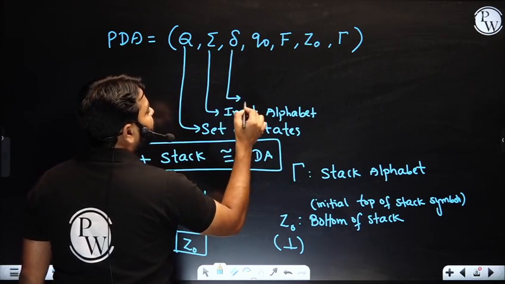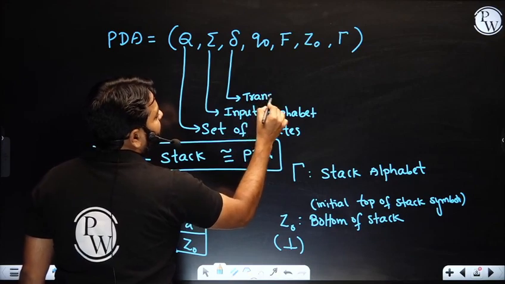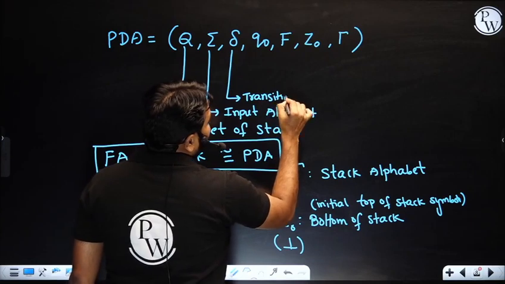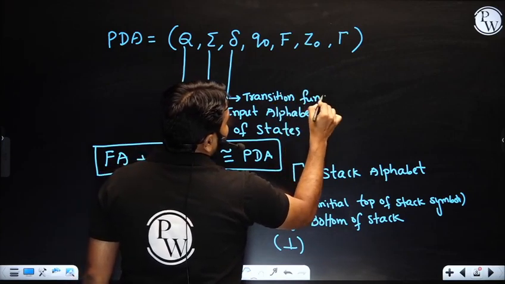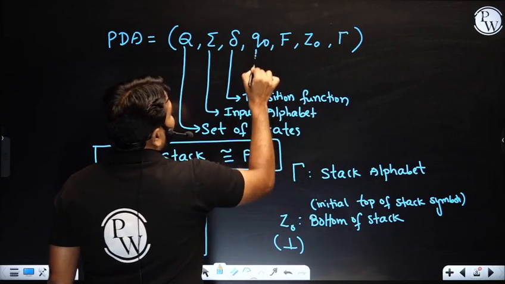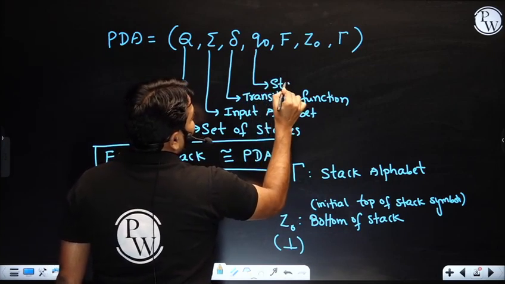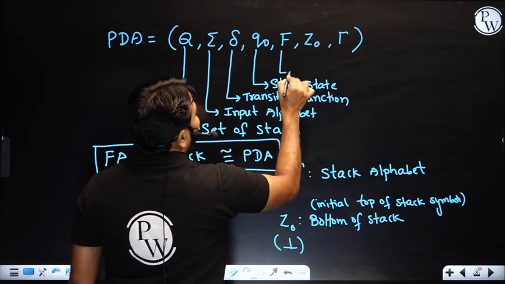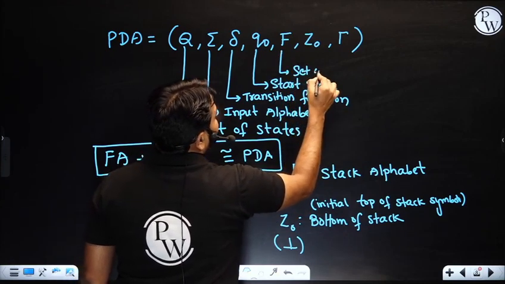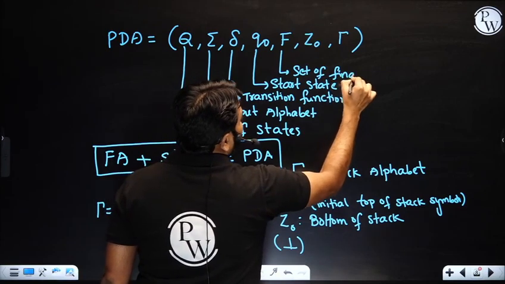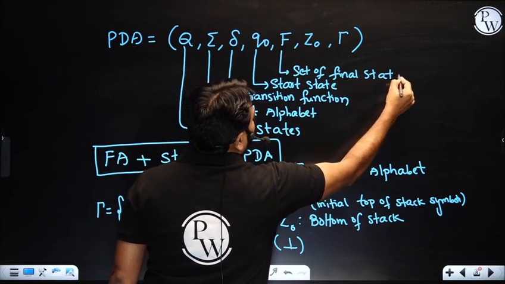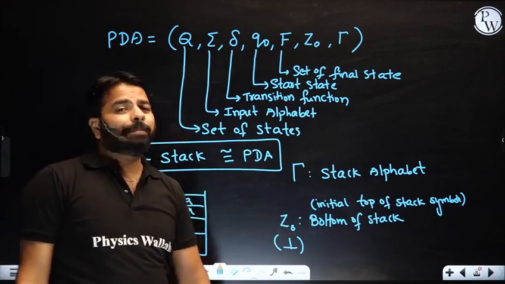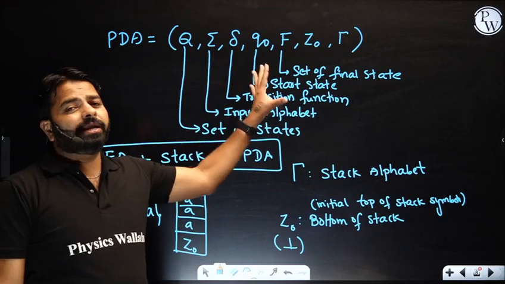This is the transition function, which is different for PDA as well as DPDA. Q naught is a start state, also called the initial state, which is compulsory for every automata, and F is the set of final states. The other two parameters are already defined here, the gamma and Z naught. So this is how the PDA is configured with the 7 parameters.